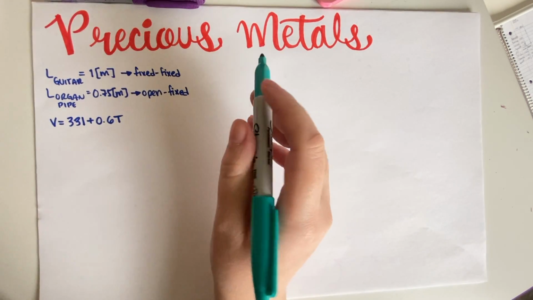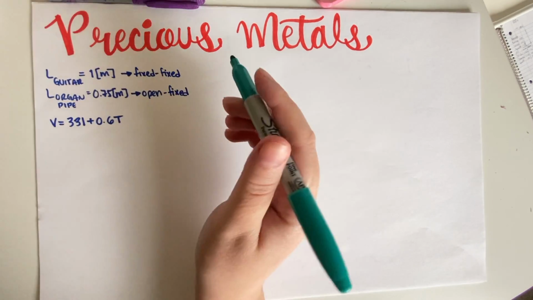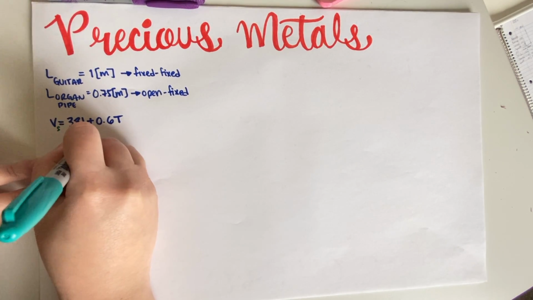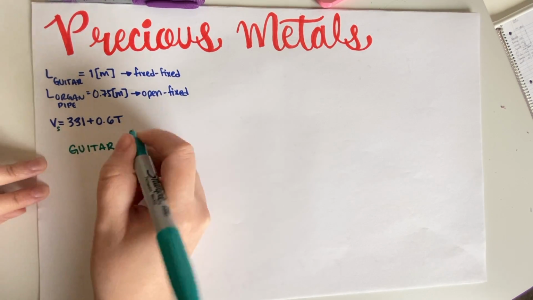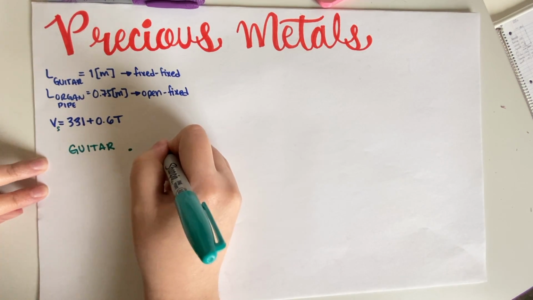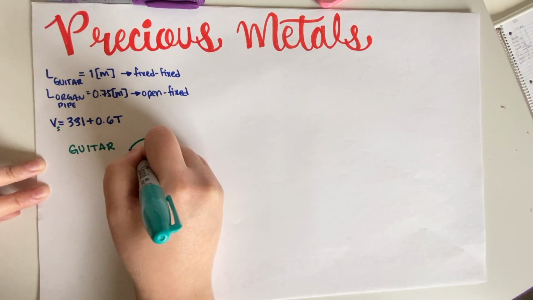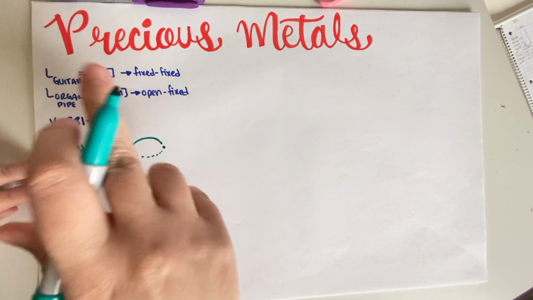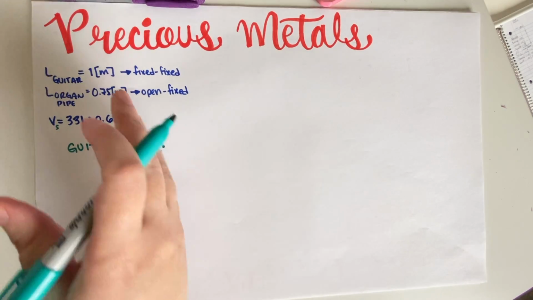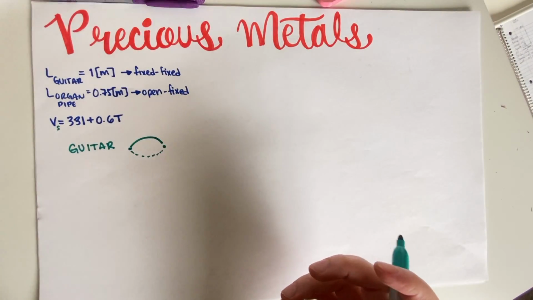So basically we have two different components to this problem. We have a guitar and we have an organ pipe. And this is the velocity of sound. We have a guitar, and on guitars you have your strings and they are fixed. So if you have a string and then you make it oscillate, it basically just moves like this. So we are working with this scenario. Closed or fixed, whatever you want to call it.